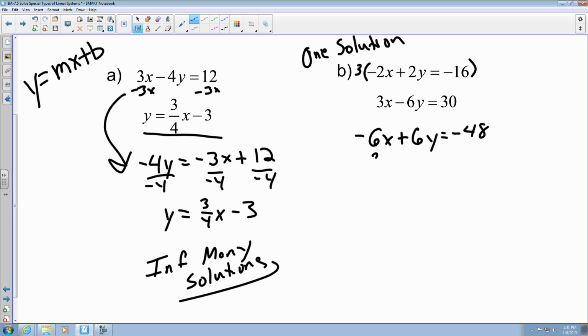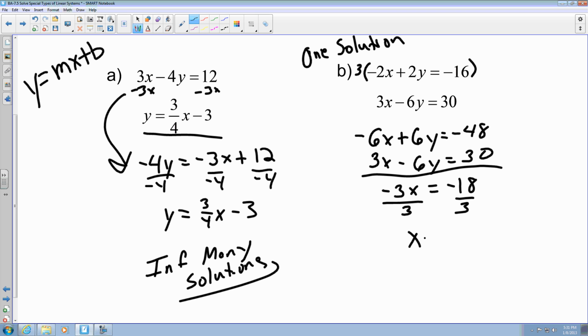Now I'm just going to repeat 3x minus 6y equals 30. Okay, so you see how I have the 6y are alike, but they're the opposite. One's a plus, one's a minus, so I'm going to add those together. Negative 6x plus 3x gives me a negative 3x equals a negative 18. Dividing both sides by negative 3, x equals 6.